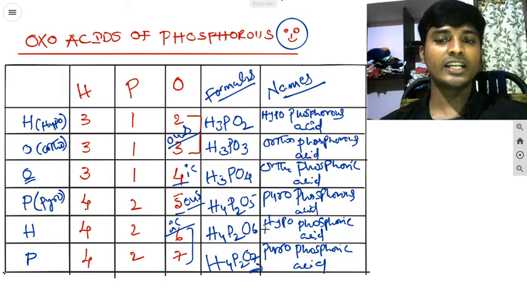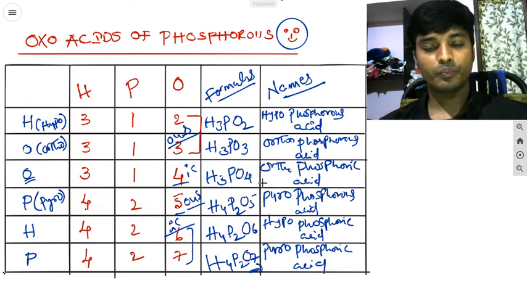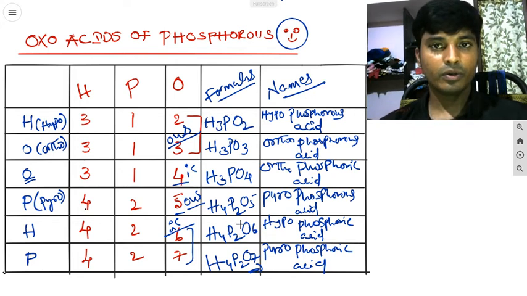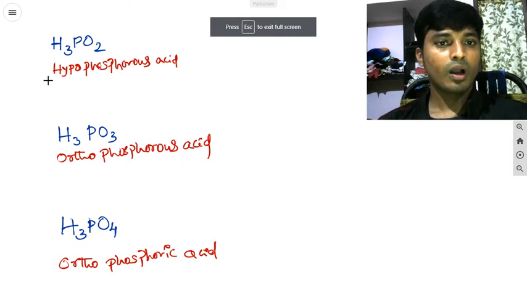So you can take a screenshot of this one. Before the examination, you can just revise this, so you can write the exam easily. Next we will see how we can draw the structures. If you already know this, you can skip. If you are still interested, we will see how to draw the structures of these.